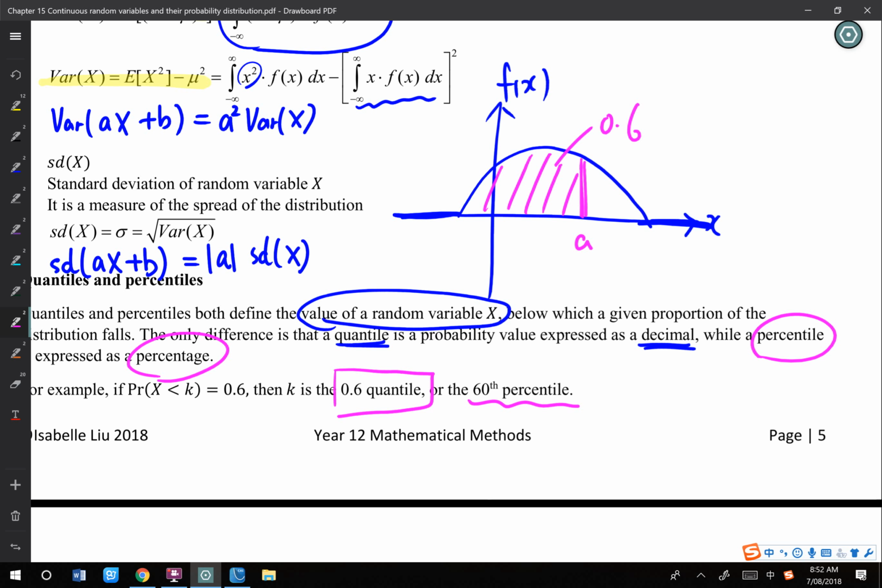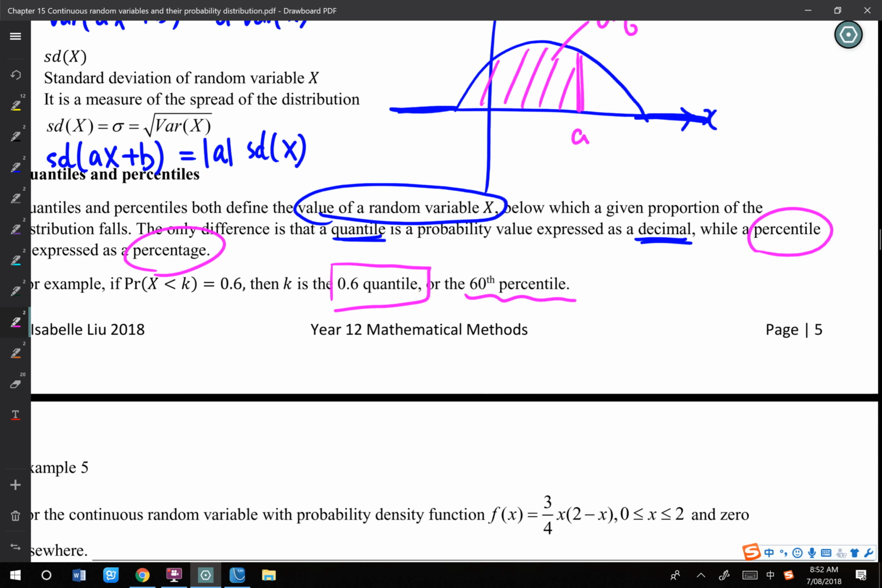Well, if you need the 70th percentile, that's 0.7. If you need the 80th percentile, that area needs to be 0.8. So it's always from the left until a point on the right that gives you the given area. The 60th percentile is 0.6. You know that. So how can we solve for that?